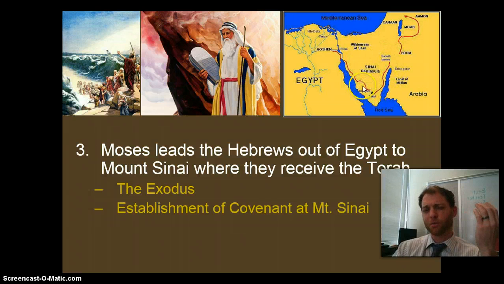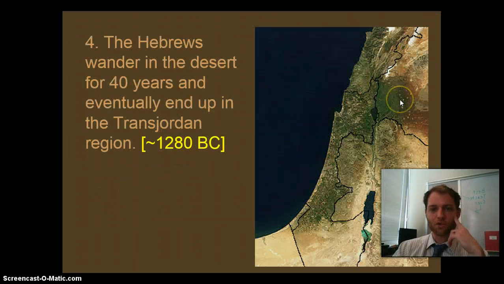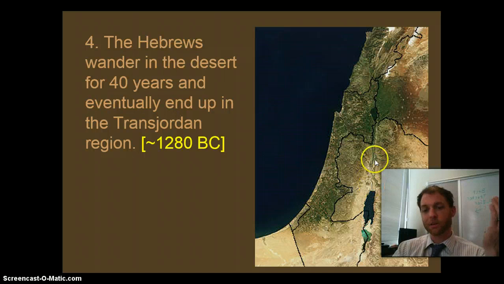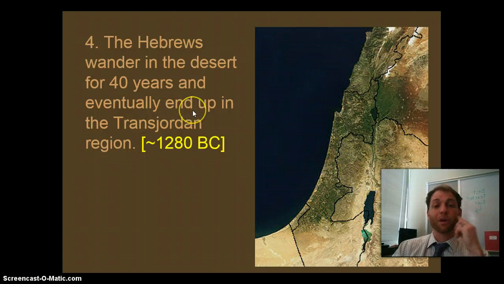You can see them going from Egypt, wandering around the Sinai desert, going to Mount Sinai. We're not exactly sure where Mount Sinai is. And then they end up in a place called the Trans-Jordan region, which just means that they end up near the Jordan River, but they don't actually cross it yet, after wandering in the desert for 40 years. This is about 1,200 years before Jesus. About 1,200 years before us would be a little before King Arthur. So if you think about how old that was, that's how old Moses was to Jesus.